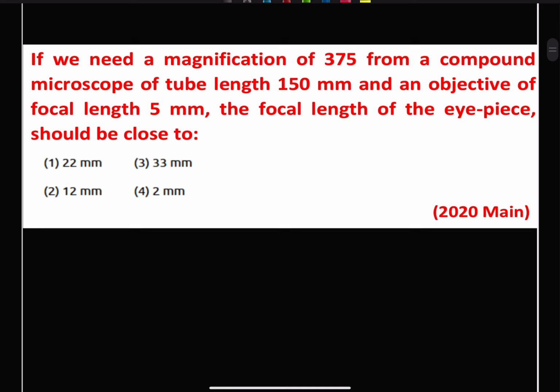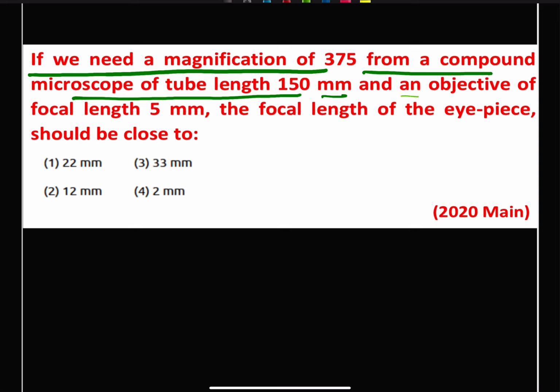Next question. We are given that if we need a magnification of 375 from a compound microscope of tube length 150 millimeter and an objective focal length of 5 millimeter, the focal length of the eyepiece should be close to. So we need to find the focal length of the eyepiece based on the magnification, the tube length, and the objective focal length. In this case the position of the image is not mentioned, so we have to divide it into 2 cases. First, the final image is at the least distance of clear vision, and second, the final image is at infinity. In both cases we are going to get approximately the same answer.